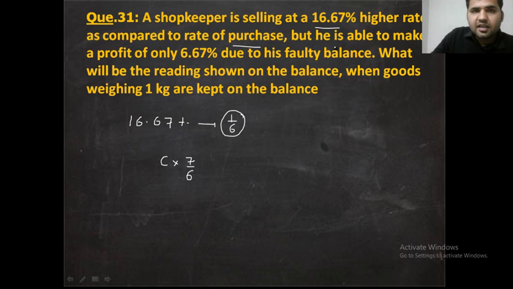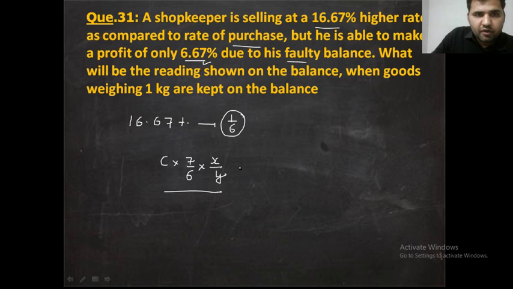And it is given that he is able to make only 6.67% due to his faulty balance. Now, if you do not know what is the fault in the weight, then you do not know what will be the fractional multiplying factor due to the faulty balance. So let's say it is x upon y, right? Now these two activities overall are giving him a profit of 6.67%.